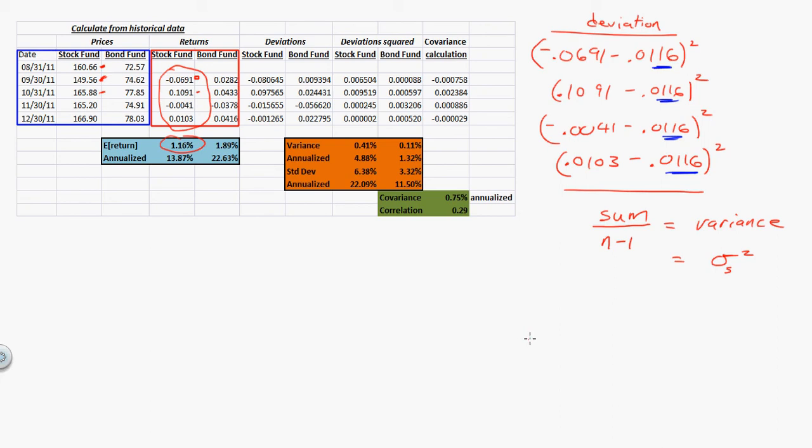Okay, so if I take the square root of that, the square root of the variance is called the standard deviation. Because think what you have here. You have all the deviations. I'm essentially getting the average of those deviations. It's called the standard deviation. Sometimes people call it the volatility.